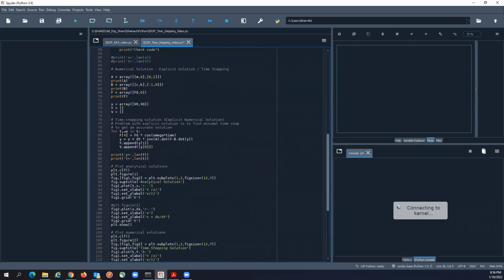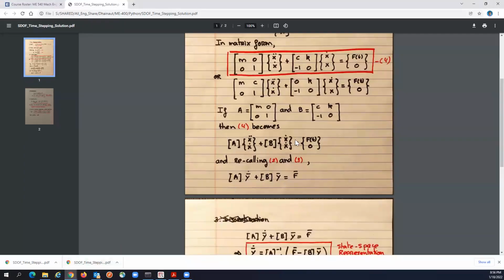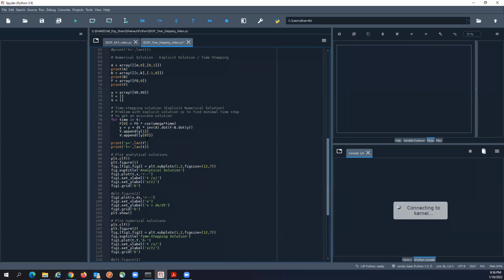So now, for the time stepping, we're going to append the values of y1 and y0. What are these ones over here? Really, what we are appending are the values of x dot and x, okay? The first one is the velocity, the second one is the displacement. Remember that in Python, the index starts at 0, not at 1, okay? So it should be the first one, and this is the second one.